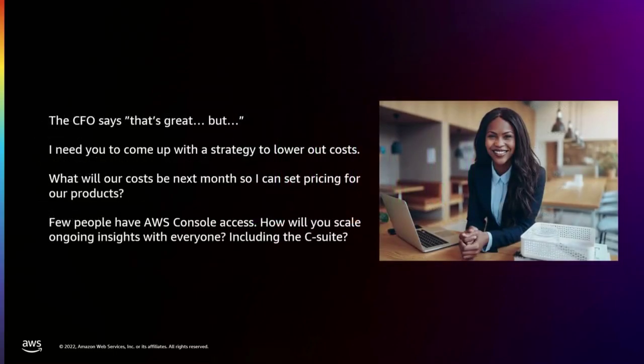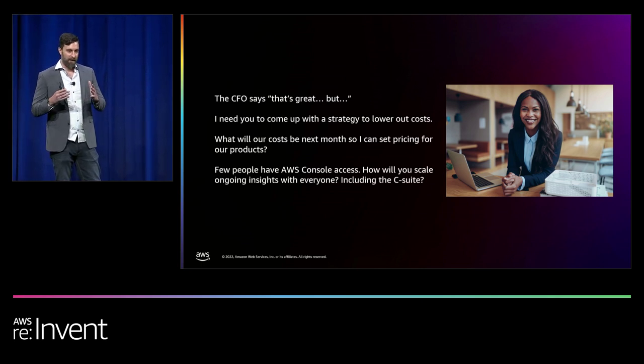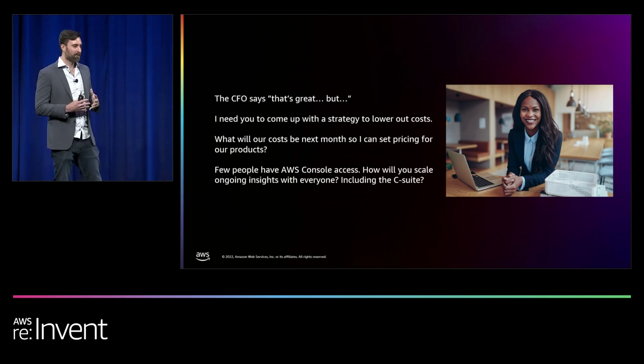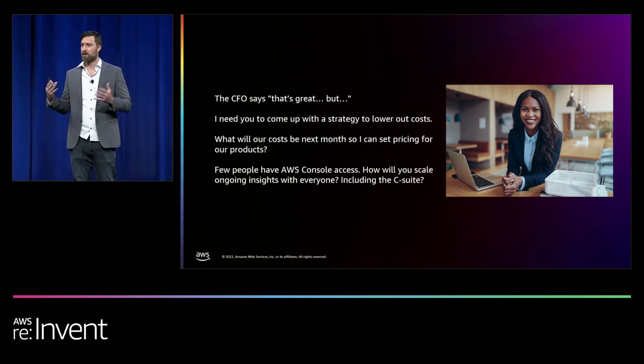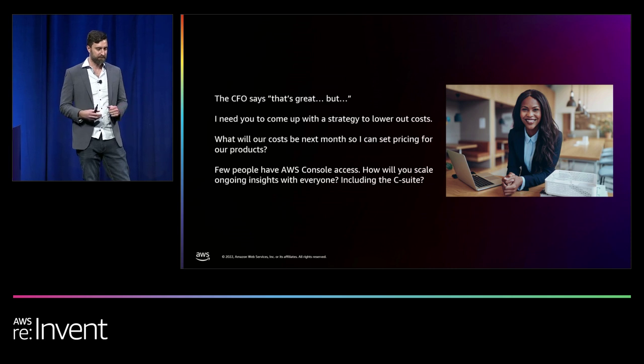So this is what happens. Her CFO says, yeah, that's good. That's great. I'm really glad you're able to tell us about some high-level spend and some cost information about our AWS accounts. But I need more than reporting. I need a strategy. We need to lower our costs. We need to get on top of cloud financial management so that we can make sure that our unit costs and our margin are in line with what we expect it to be as an organization.